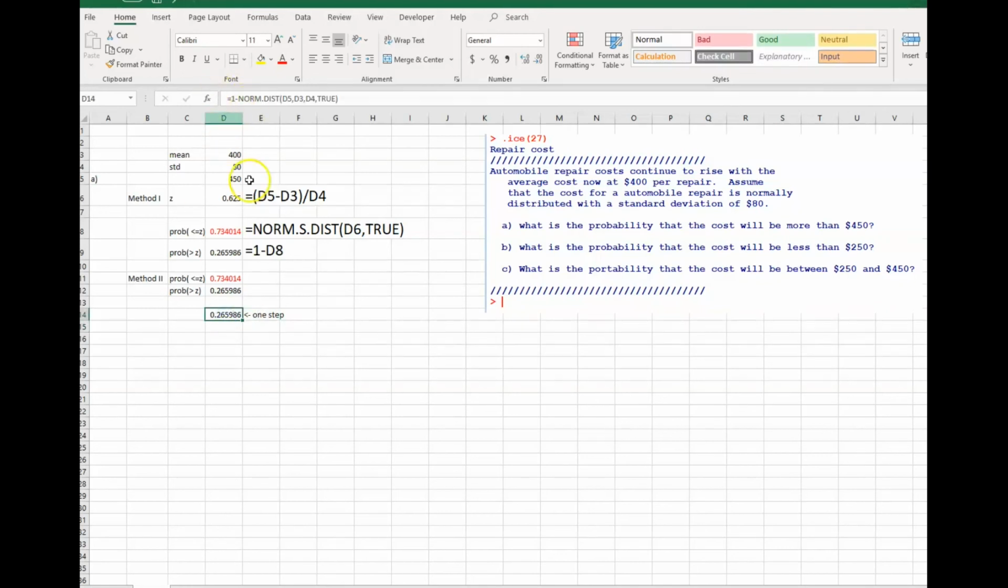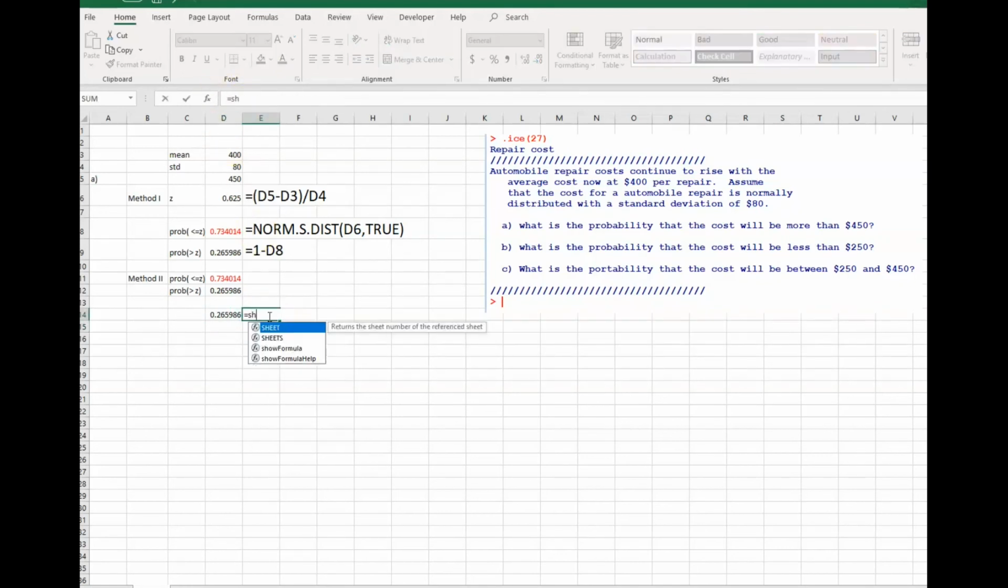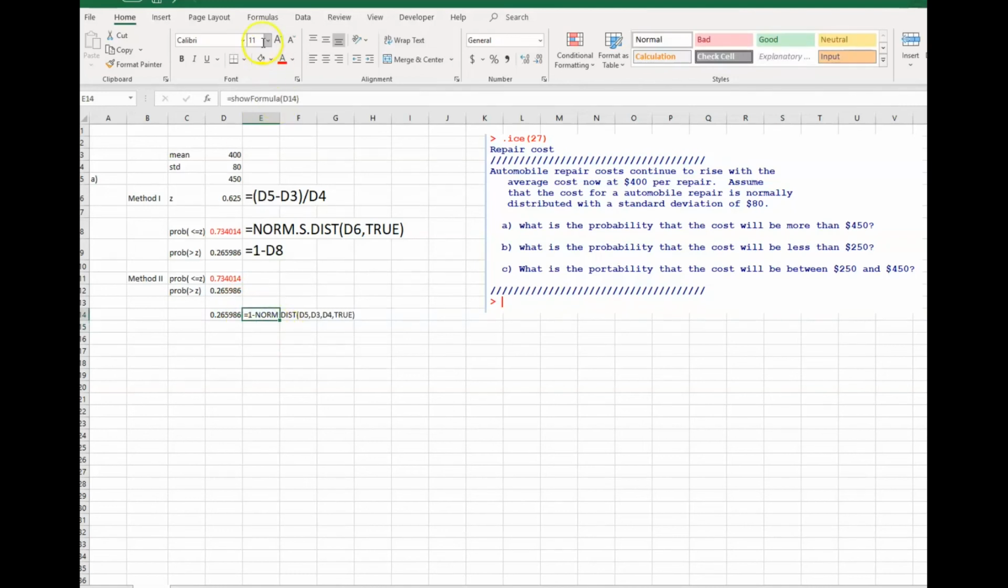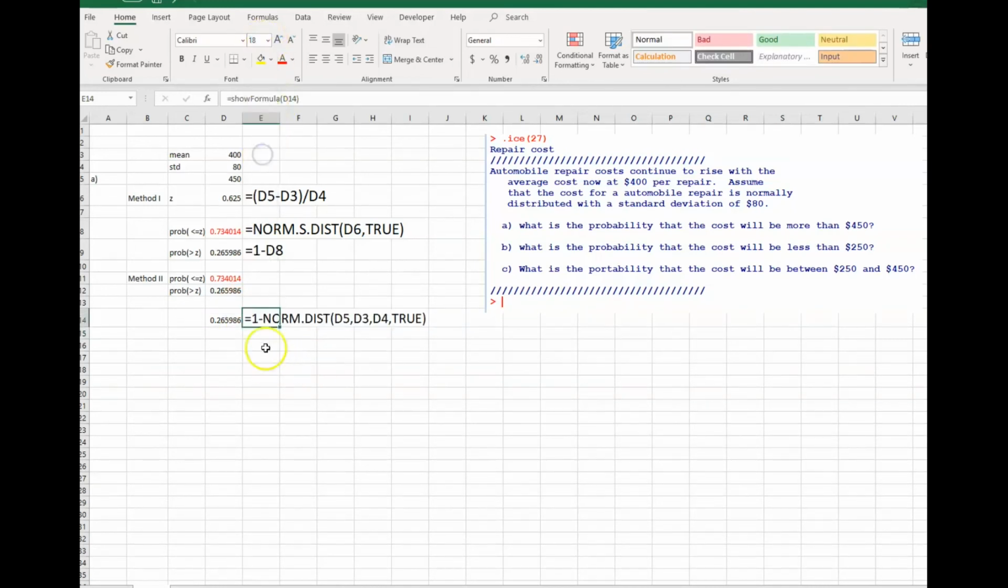And the first part I'm going to show the formula. If you really understand the concept well, then you can use this: 1 minus, because the probability greater than 450 equals 1 minus the probability less than or equal to 450. So what is the probability that cost will be less than 250? Then if you change this value, let's do it. So this is B.